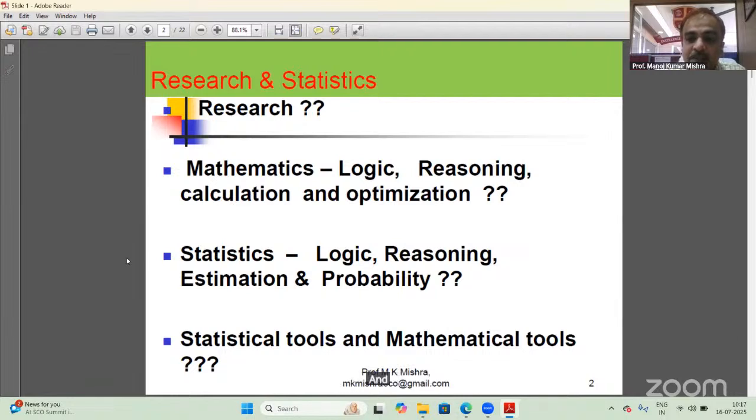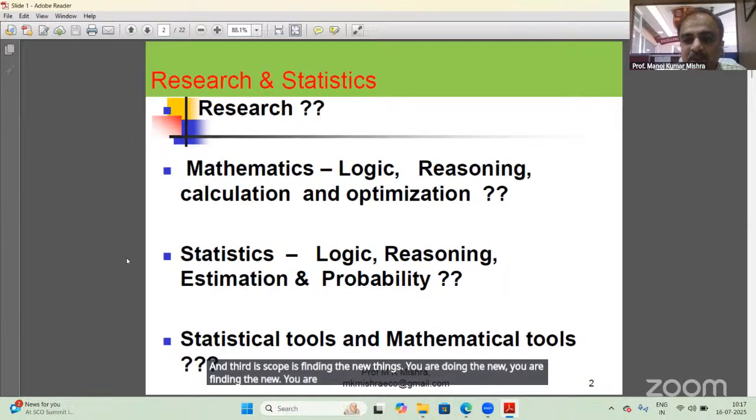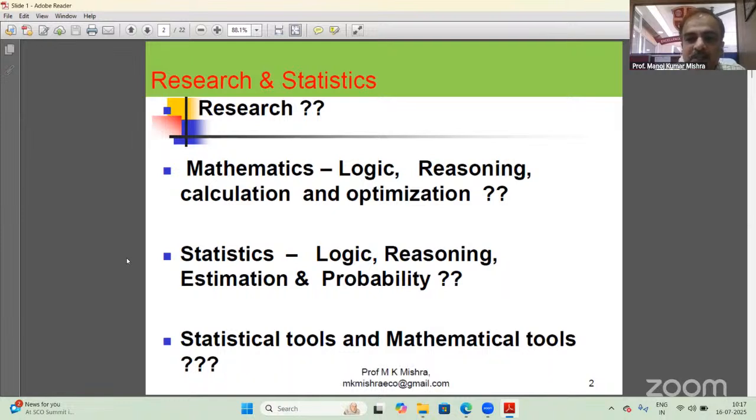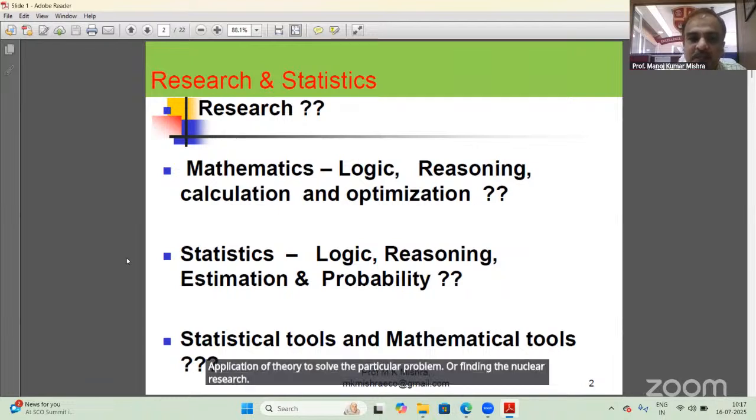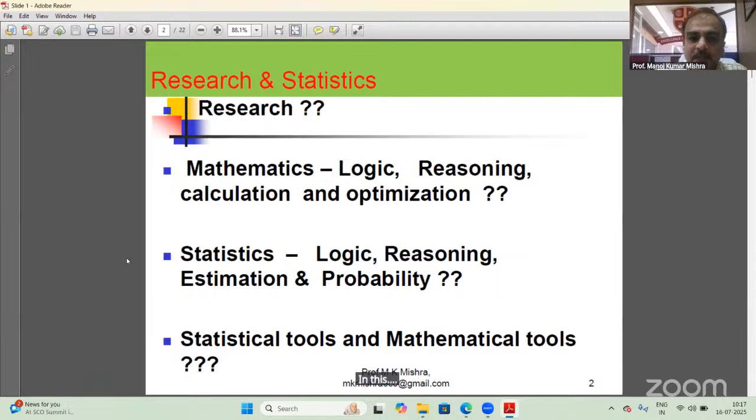And the third scope is finding new things. You are finding the new, you are developing a new theory, a new method, which has not been searched till now. So there are three scopes: revision of old theory, application of theory to solve a particular problem, or finding a new theory. In this, we apply mathematical tools and also statistical tools.